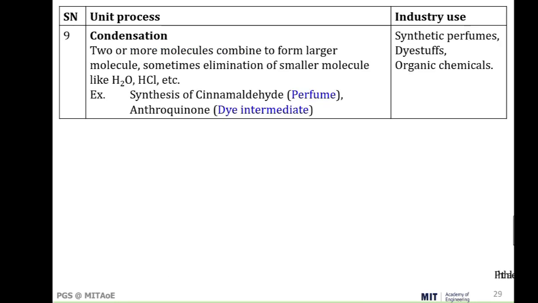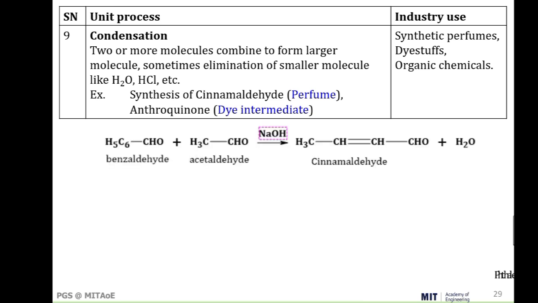Another unit process is condensation. Condensation is basically the addition or combination of two or more molecules to form a larger molecule. Typically in this reaction, elimination of a smaller molecule takes place, like water or HCl or any other smaller molecule. The first example of condensation processes is the synthesis of cinnamaldehyde. Benzaldehyde reacts with acetaldehyde, and sodium hydroxide is a catalyst for this process, to form cinnamaldehyde.